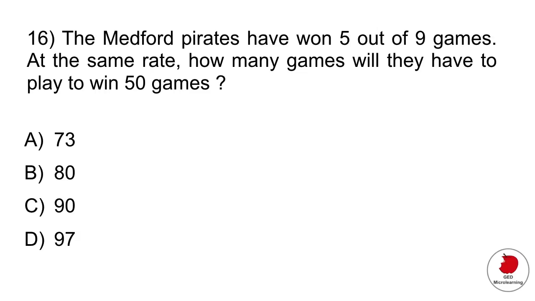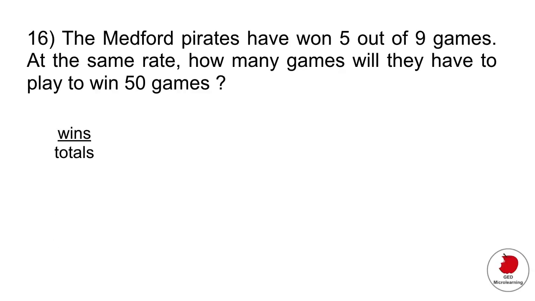Okay, so the next one is another proportion problem. It says the Medford Pirates won 5 out of 9 games. At the same rate, how many games will they have to win to win 50 games? Okay, so our proportion would be this, wins to total number of games. So they've told us that they won 5 out of 9, and they're asking us how many games they need to play in order to win 50 games.